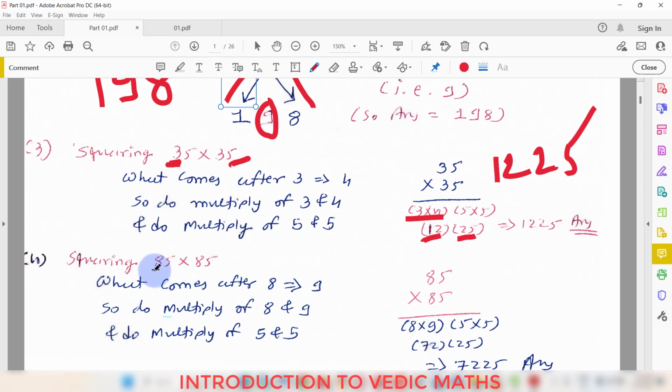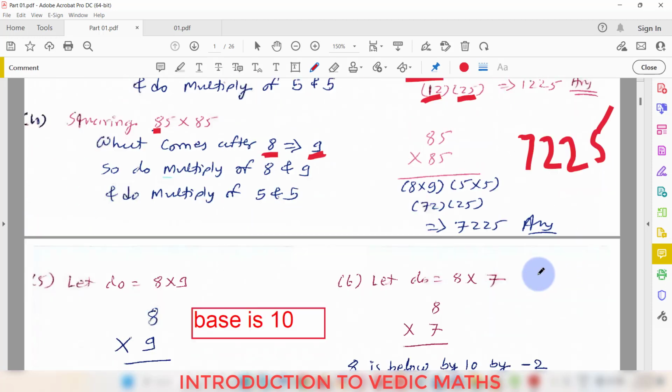85. What comes after 8? It will be 9. So here my initial number is 8, and the next number is 9. So 8 times 9, and the last part is 5 times 5, that is 25. 8 nines are 72, and 5 multiplied by 5 is 25. So my answer will be 7225.